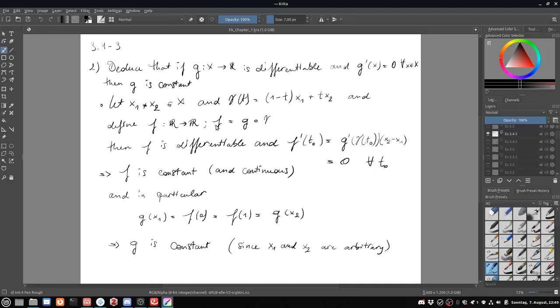That is differentiable, and f here is from R to R and continuous, so that's a constant function. In particular, g at x1 is just f at 0, which is equal to f at 1 because it's constant, and that's equal to g at x2. Here we had taken x1 and x2 arbitrary, so they are equal, which shows that g is a constant.